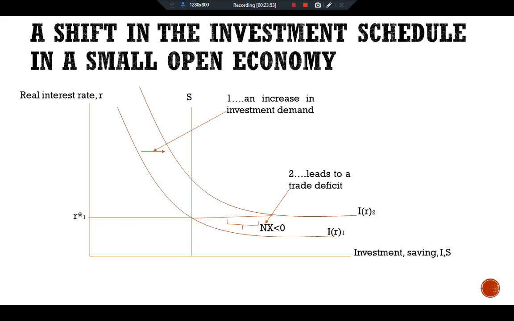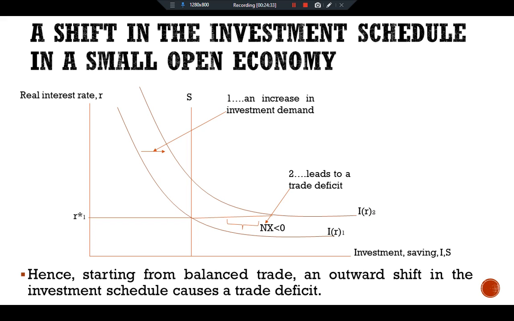So at a given world interest rate, investment is at a higher position because saving is unchanged. In the small open economy, some investment must now be financed by borrowing from abroad because capital flows into the economy to finance increased investment. The net capital outflow is negative, because net exports are equal to the difference between saving and investment. The increase in investment implies a decrease in net exports. So hence, starting from balanced trade, an outward shift in the investment schedule causes a trade deficit.